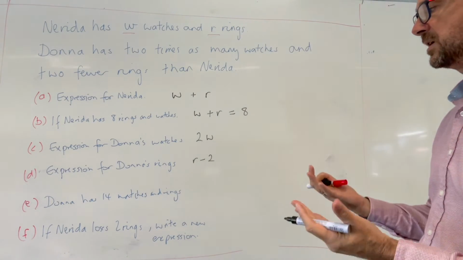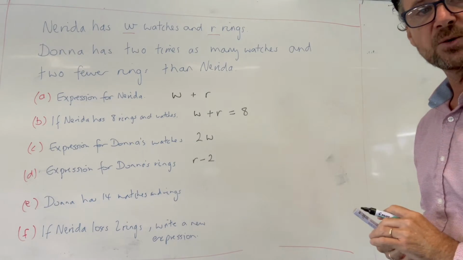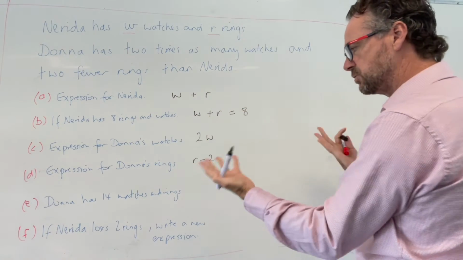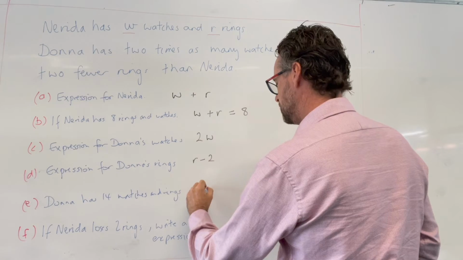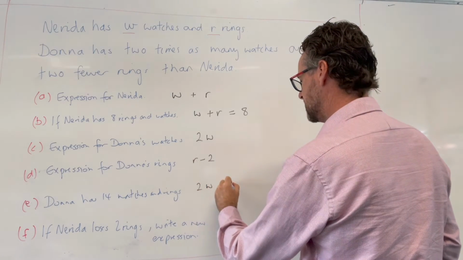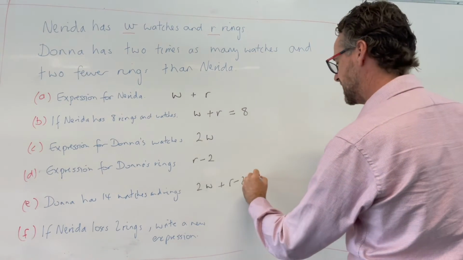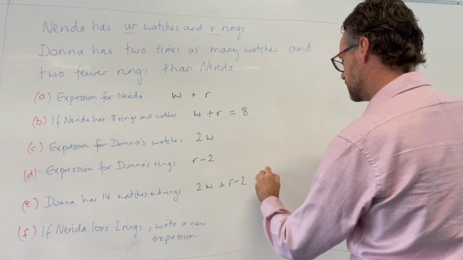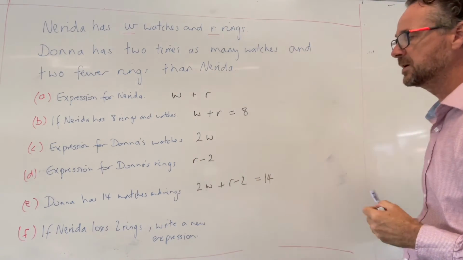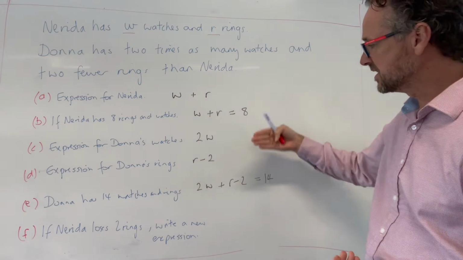Now, we can now apply this to an equation by saying, well, if Donna's got 14 altogether, then it's going to be 2W plus R minus 2. So that we're adding those 2 expressions together, and that all totals to 14. Okay, so one section of this leads on to the next.